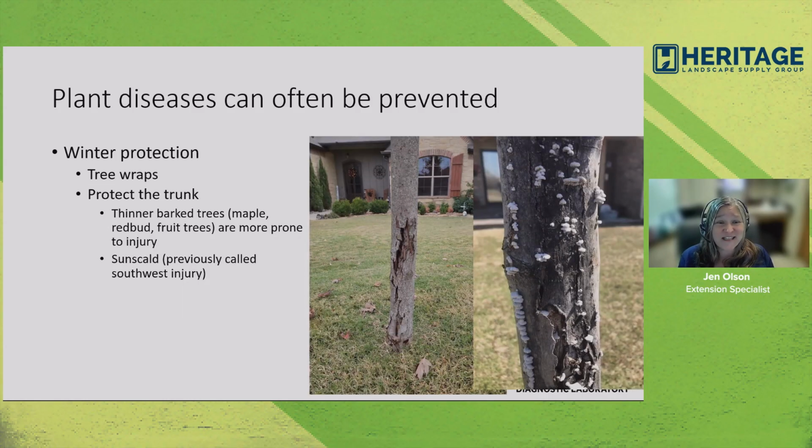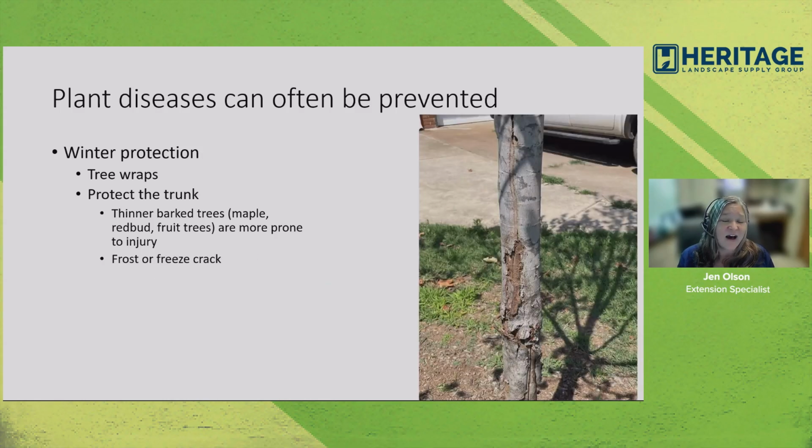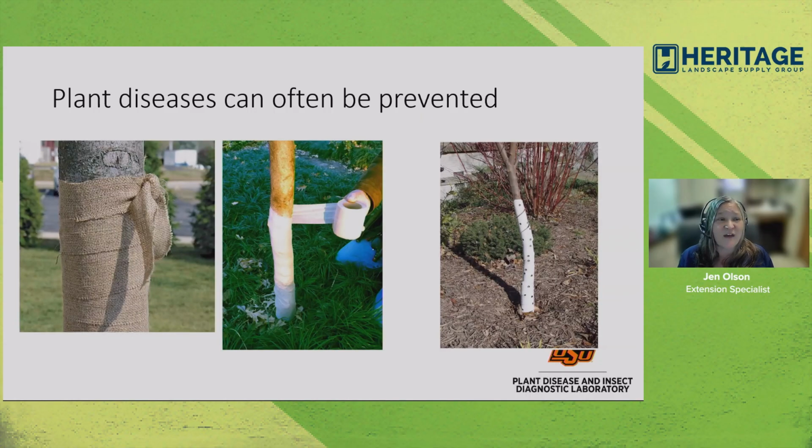Tree wraps. So we've all seen damage to tree trunks. If it's on the south or west facing side, it's probably from sun scald or southwest injury. Over time, you can have these secondary things, sometimes frost or freeze cracks that develop during the winter. Many of these can be prevented just by wrapping the trunks of younger trees during the winter.